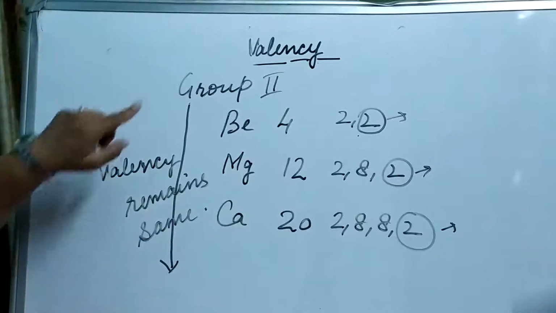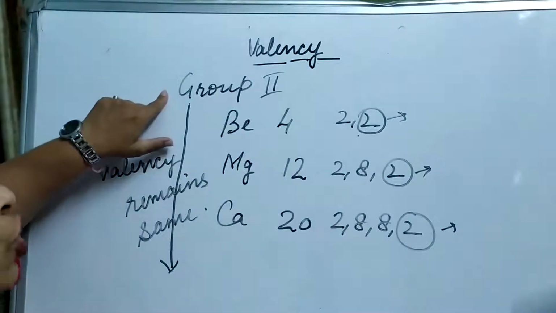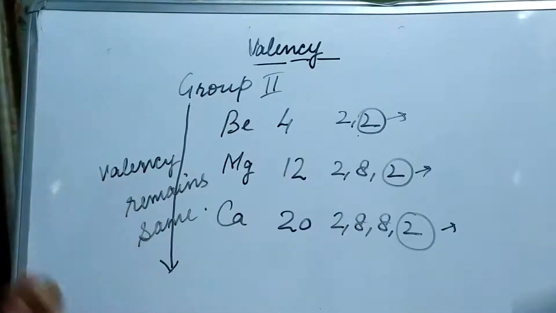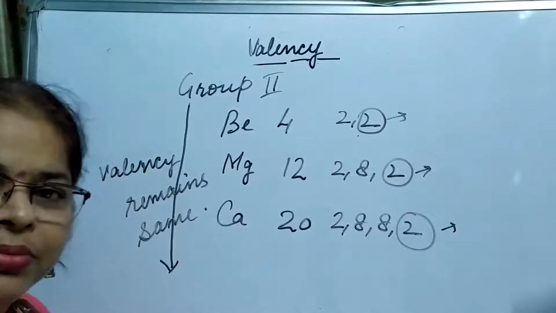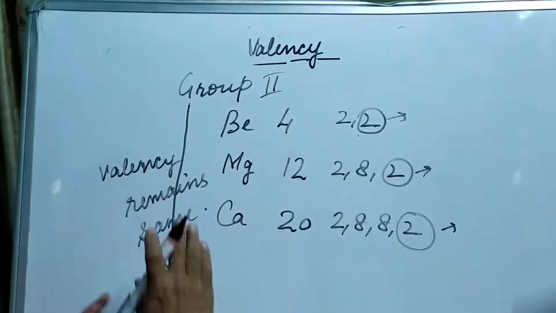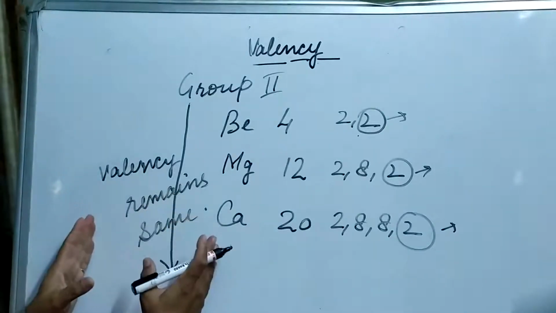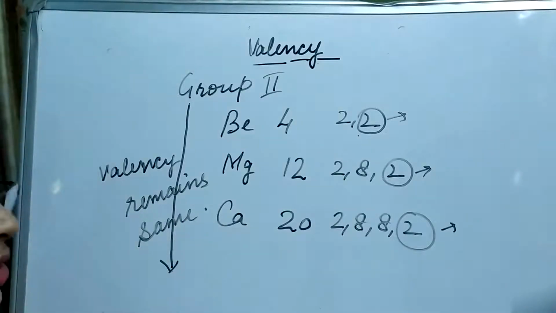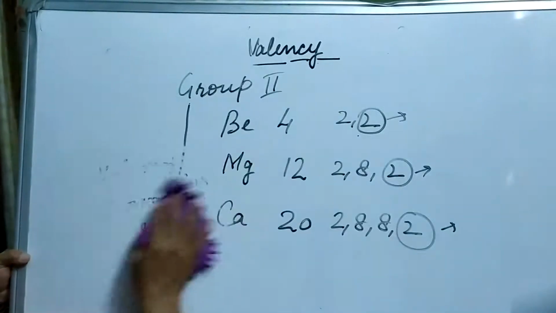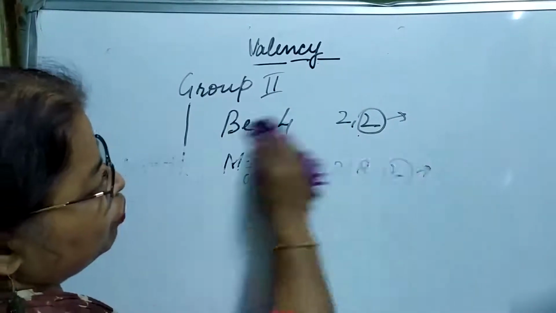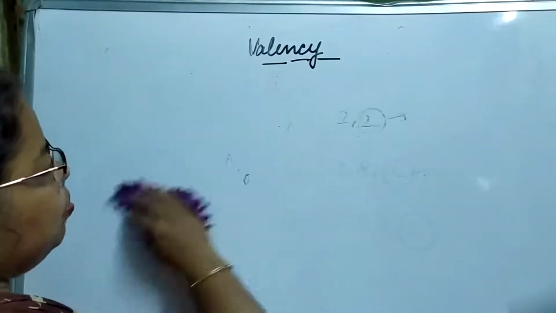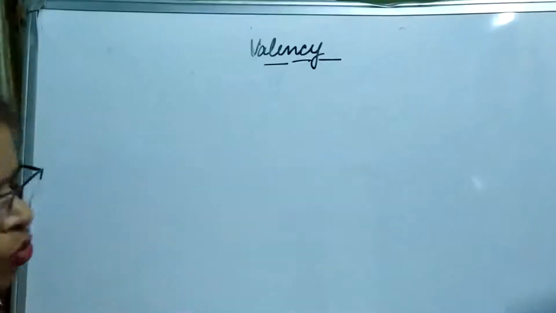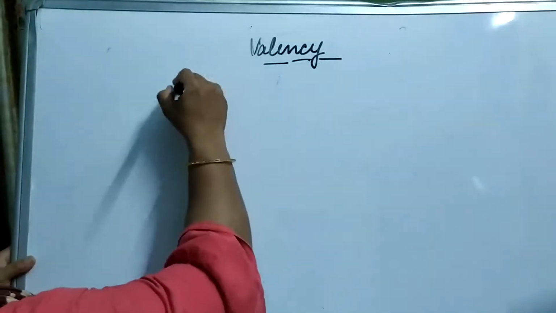Is it okay? When we move in a group from top to bottom, valency remains the same. So this is how we can explain the concept of valency in a group. Now, this was in a group, where valency remains the same when we move from top to bottom. Now, what about a period? What happens in a period?